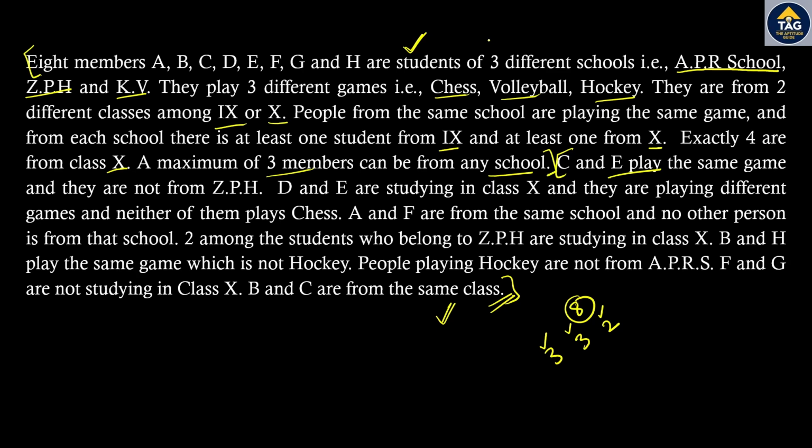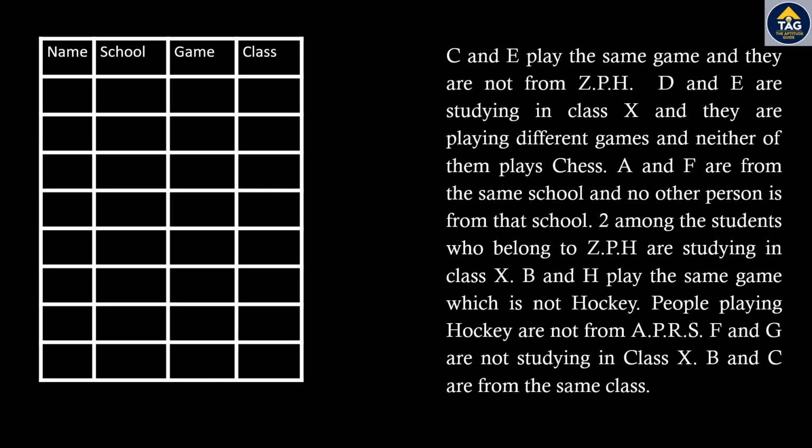Let us put it in the next slide. I want you guys to prepare a table as shown on the screen now: name, school, game, class. We have 8 members, so 1, 2, 3, 4, 5, 6, 7, 8. We have spaces here to write their 8 names. And then I would strongly recommend this: the first information given started with C, so I want you to start with this one now.